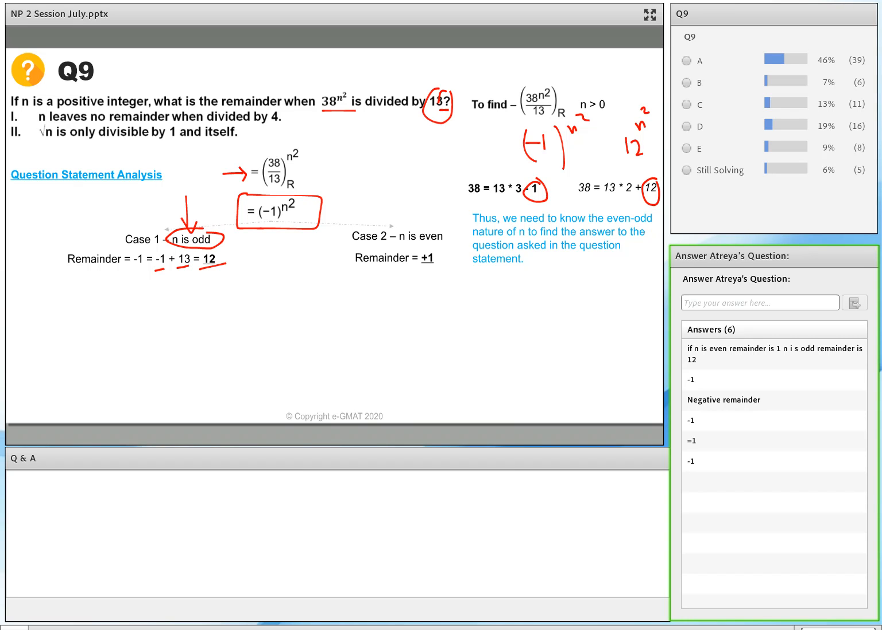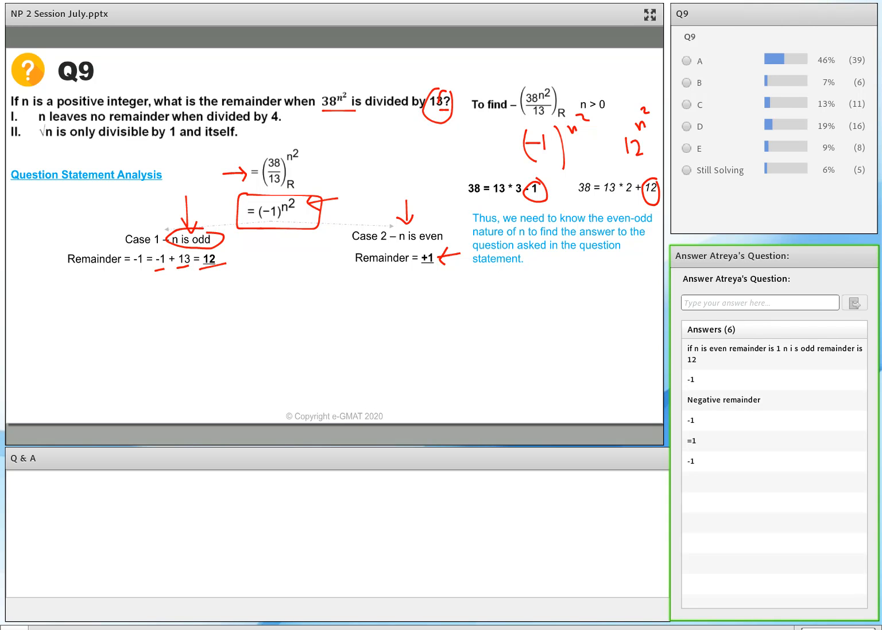What if n is even? If n is even, n square is also even. -1 to the power an even number always is +1. So I now need to understand whether n is even or n is odd. That is it. I don't have anything else, right? If n is an even number, remainder is 1, n is odd, remainder is 12. Perfectly, yes, that's absolutely correct.